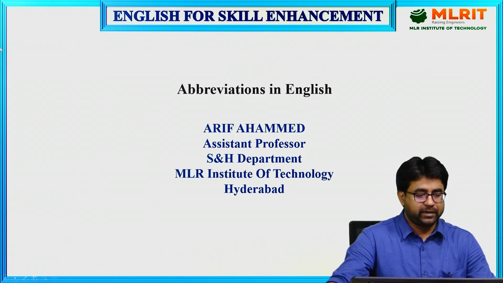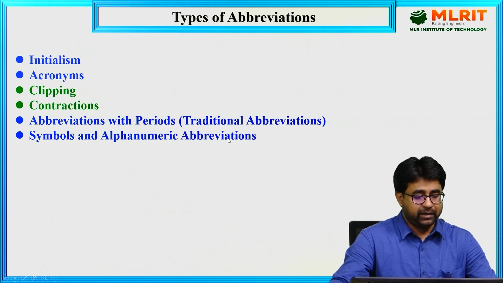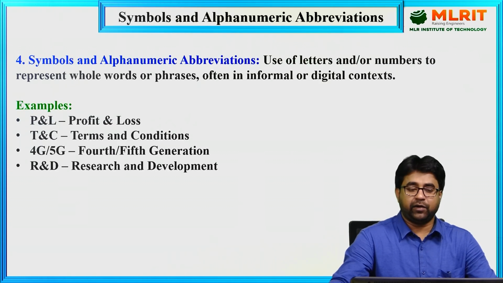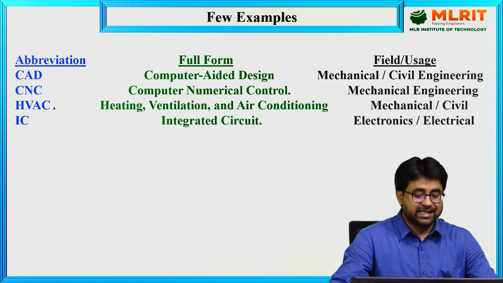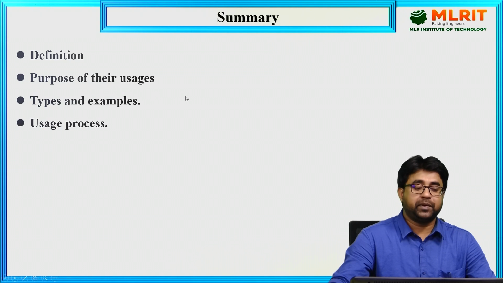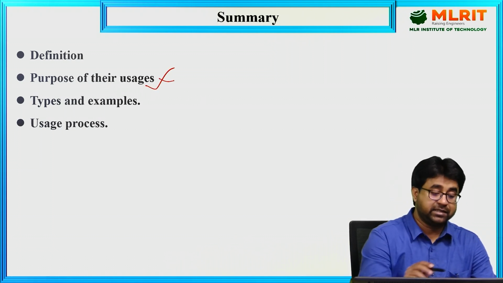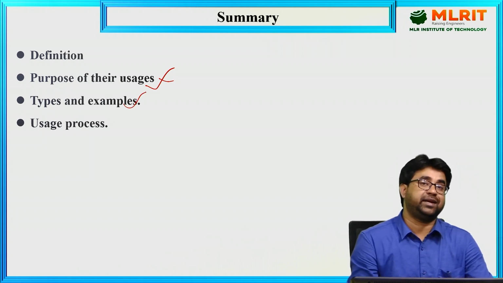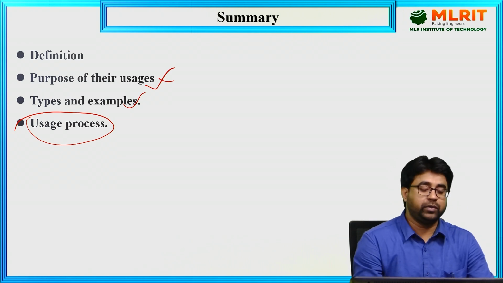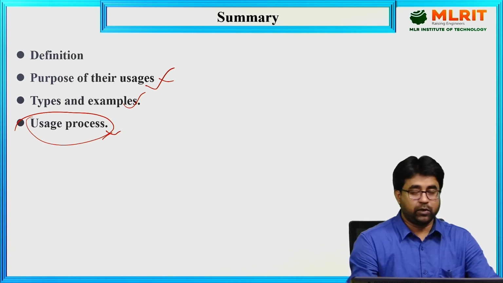Fine. Things that we got to know from today's lecture. Let me go back to the last slide and see what we got to know from today's lecture. The first thing, obviously, we got to know what abbreviation is, the definition of abbreviation. That is one important thing that we got to learn. And then the purpose of their usage, why we need to use abbreviation in certain cases. And then we got to know about their types and examples, and then the usage process, like how to use them or where to use them. That also we got to know about abbreviation. Fine. So I hope it's clear now.